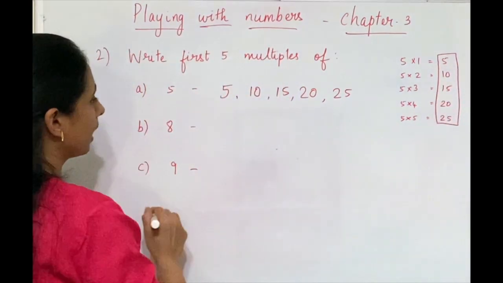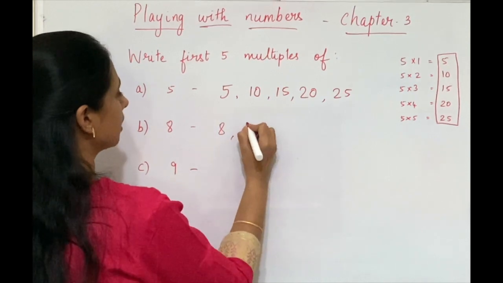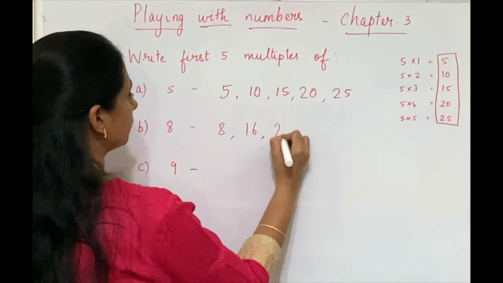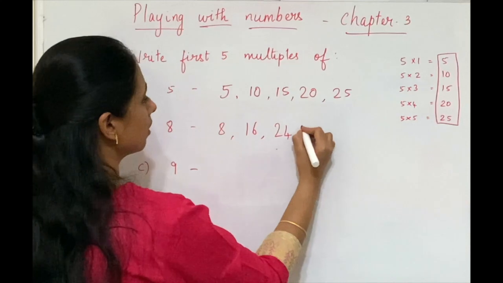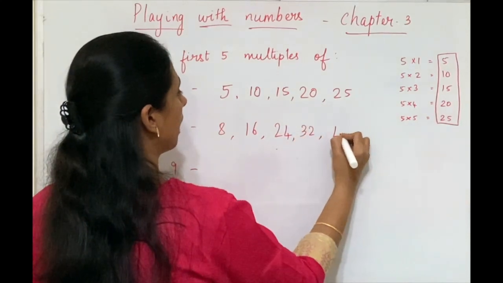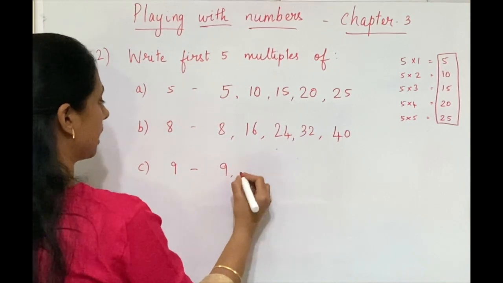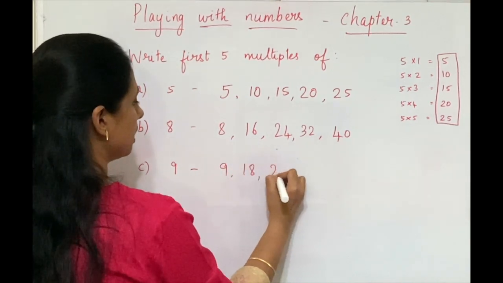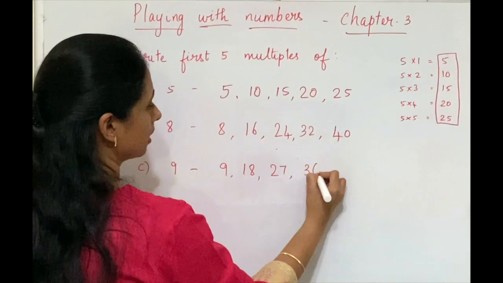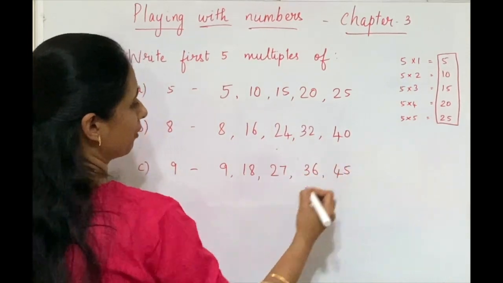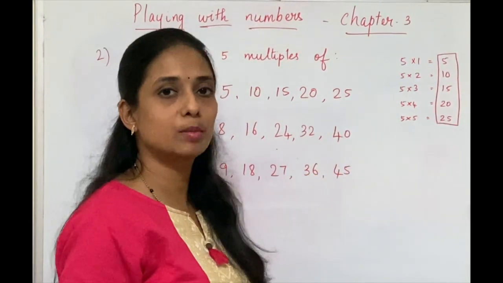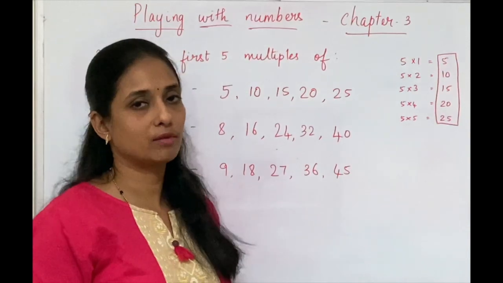So can we write for 8? 8, 16, 24, 32 and 40. Then for 9: 9, 18, 27, 36, 45. So when you know your multiplication tables very well, you can write it very quickly.